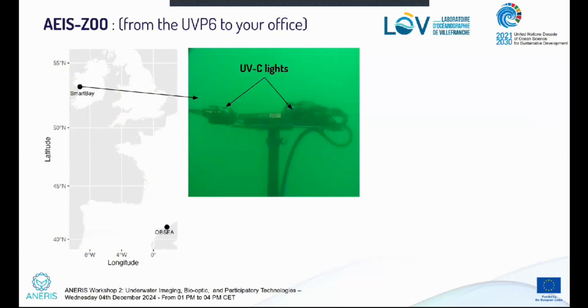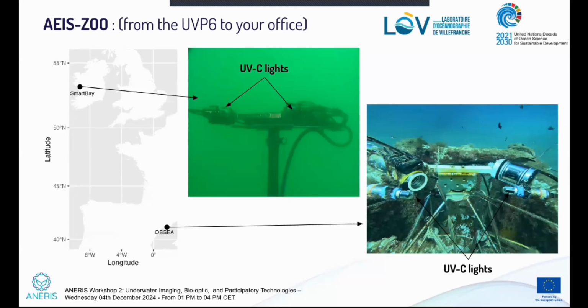As you can see on this photo, the green water, it's a rich zone in the bay. And what you can see also on this photo is that we have two UVC lights which prevent the biofouling on the sensor, because the sensor is now developed in the context of ANERIS for years underwater, and we need to prevent the biofouling on the optics of the system. There is another unit in OPSI in Villanova. In fact, it was the first to be deployed last spring, which also includes the two UV light units that protect the camera.